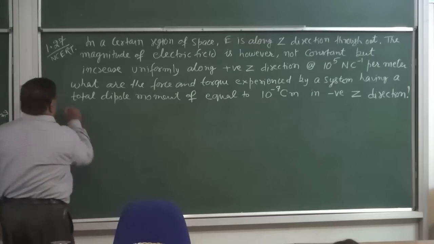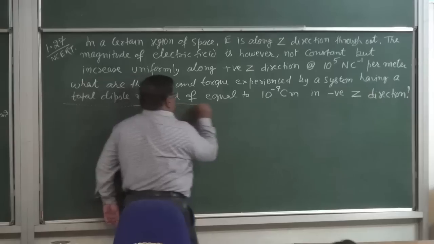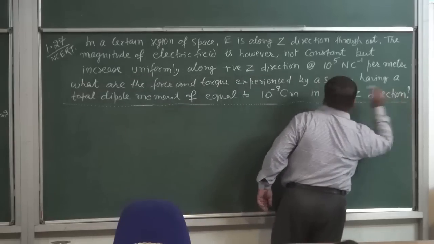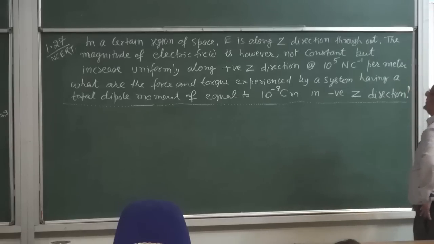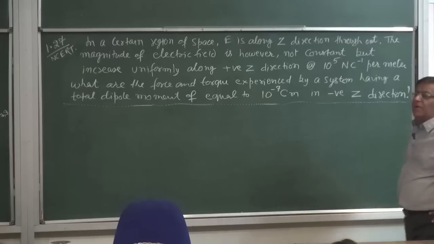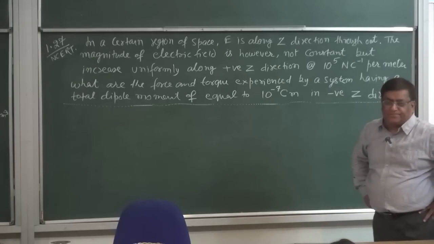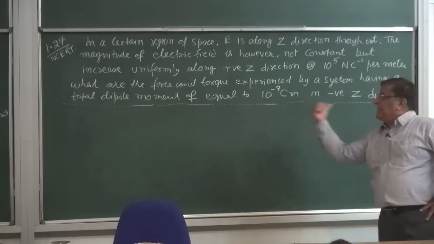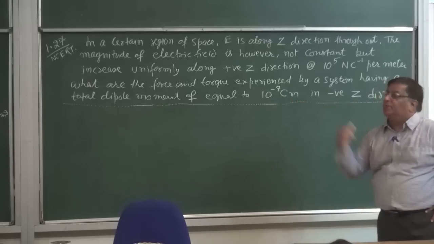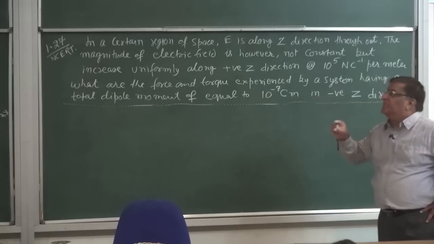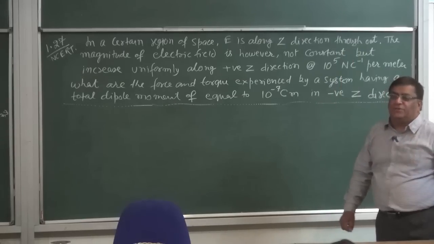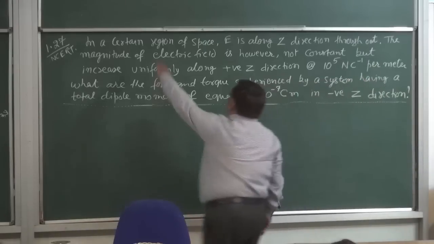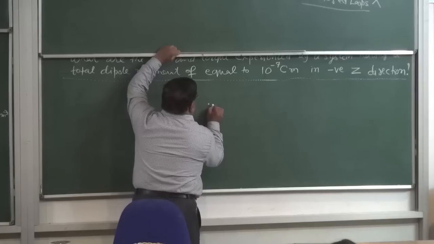Okay, please read this question and try to understand the diagram. In a certain region of space, electric field is along z direction throughout. That means in x and y there is no component. In our board we have this direction to work, so we will think this is the z direction. This is x, this is y, this is z, and we have the electric field only in z direction.